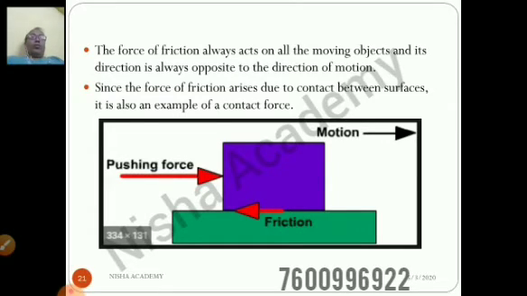If there is no contact between them, what happens? There is no friction and there is no frictional force. So friction is one type of contact force.